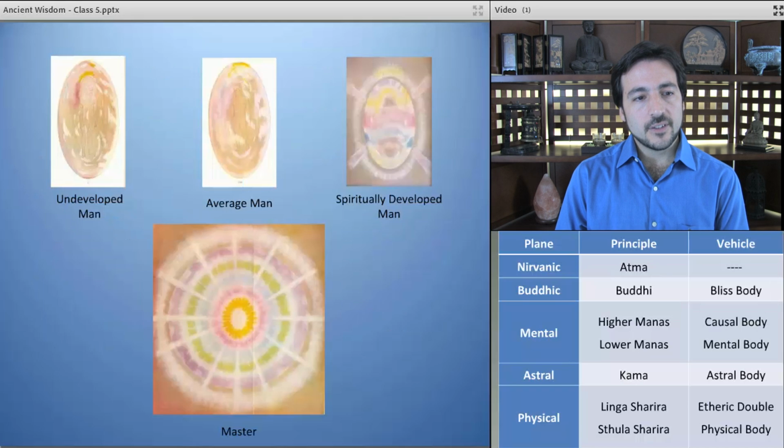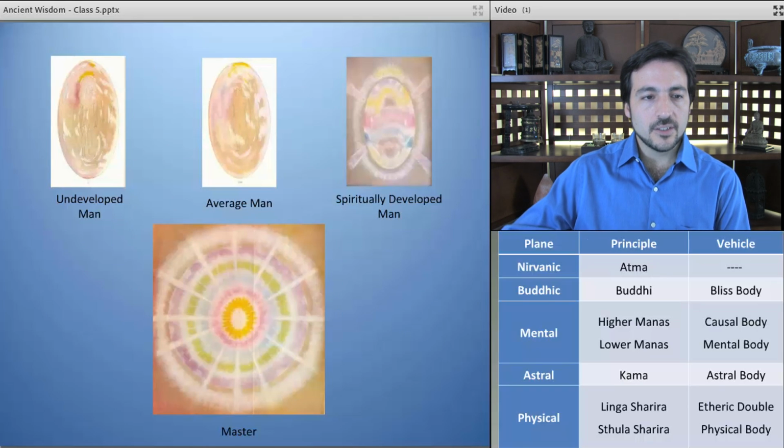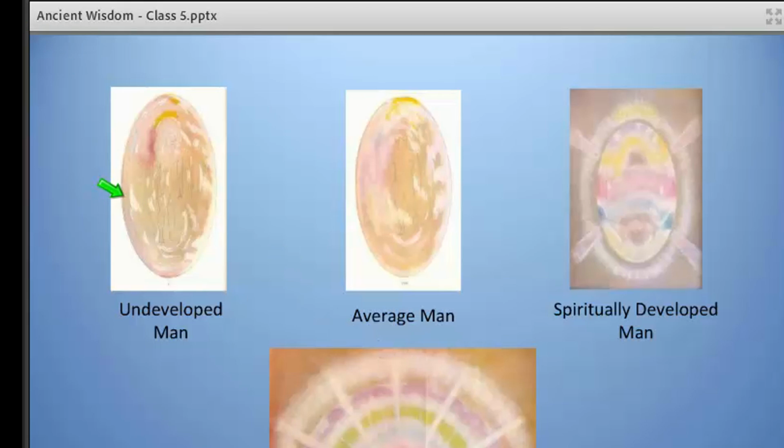So here we have a series of images of the causal body. In an undeveloped person, the causal body is pretty much like a bubble, with no particular colors, quite passive. If you see that in the average person, there is not too much of a difference from the previous one. The bubble seems to be a little more receptive. You see it a little clearer, maybe a little thinner in a certain way.